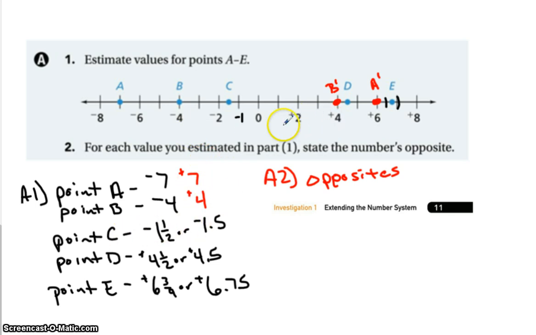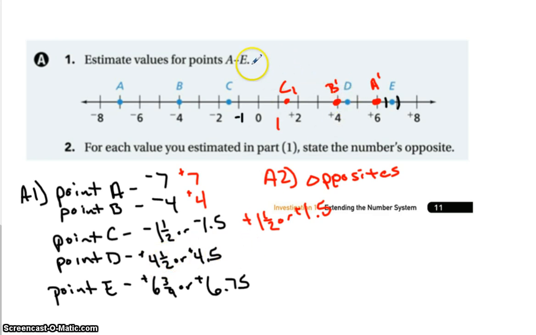All right, so let's go over here. Point C was at negative 1.5. So I'm going to come over here. This would be 1, and so the opposite of C would be about there. Okay, and that would be positive 1.5.